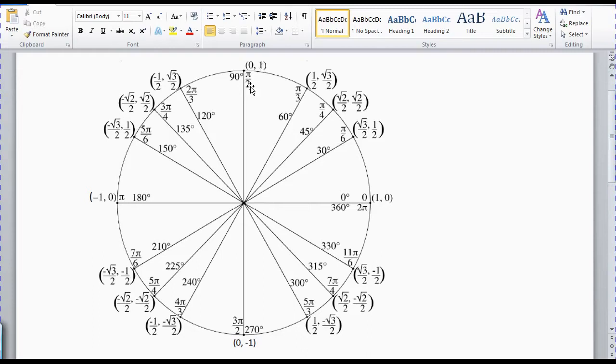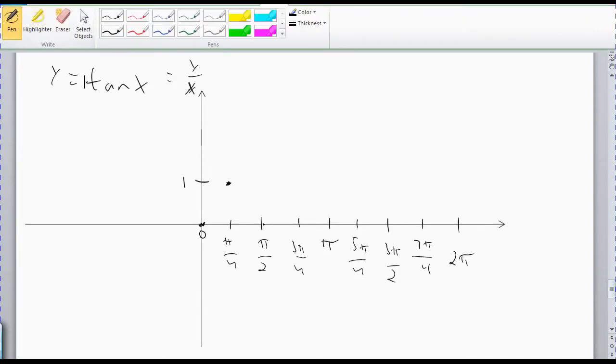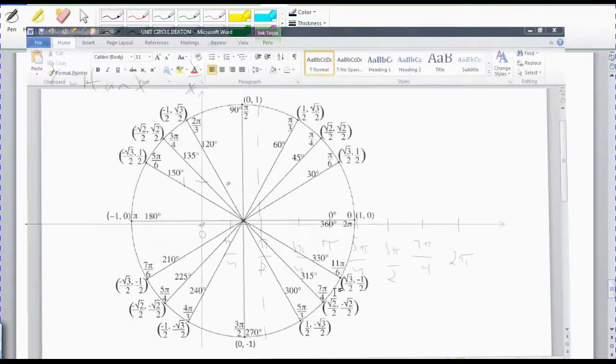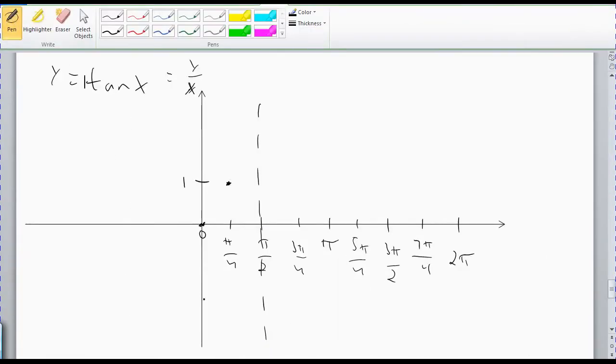And then at pi halves, y over x, 1 over 0 is undefined. So that means that at pi halves, the curve isn't going to exist. That's going to be an asymptote. So we're going to use an imaginary vertical line to show that the curve does not exist there. Let's go to 3 pi fourths. And at 3 pi fourths, we have square root 2 over 2 divided by negative square root 2 over 2, which is the same thing as negative 1. So let's put my negative 1 down here and plot there.